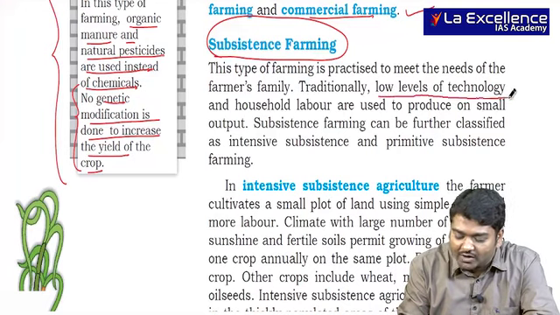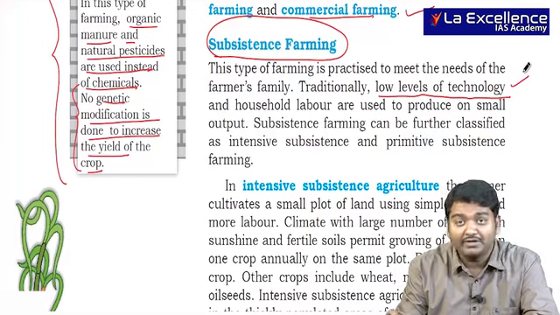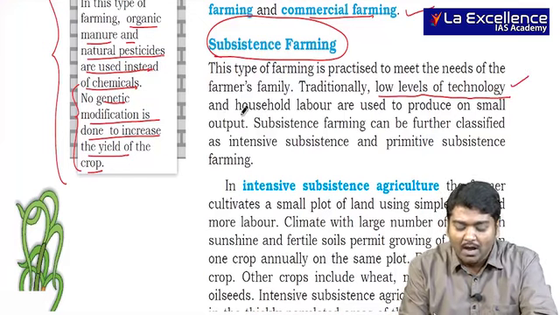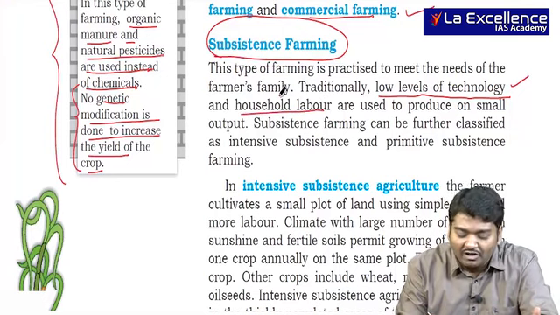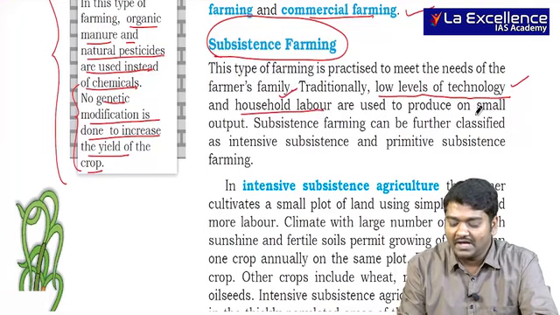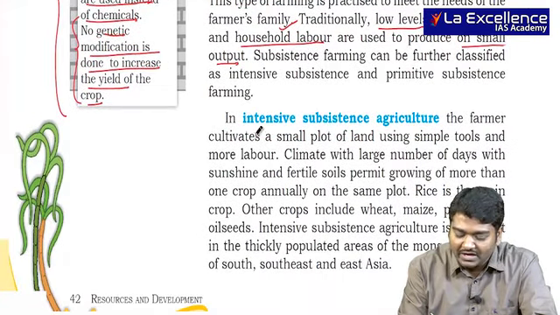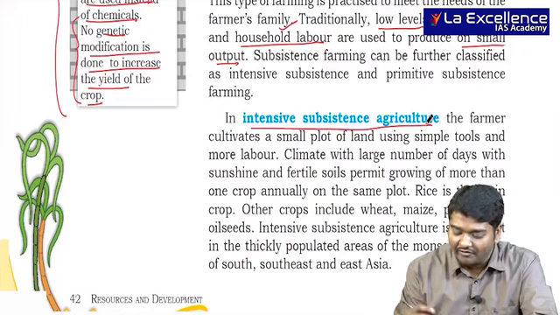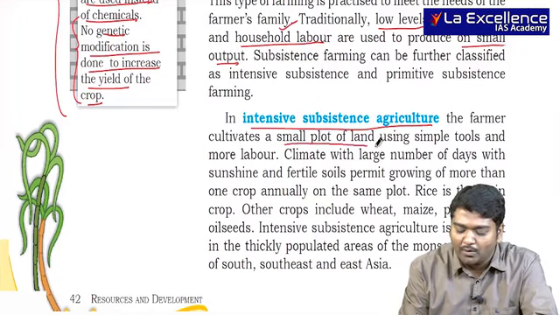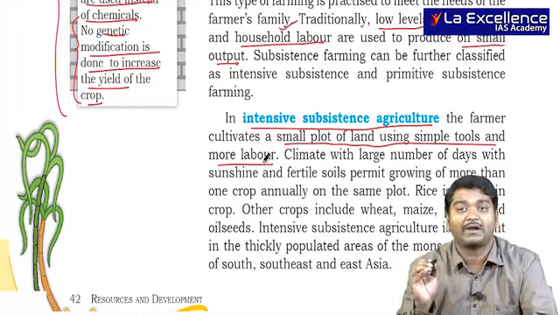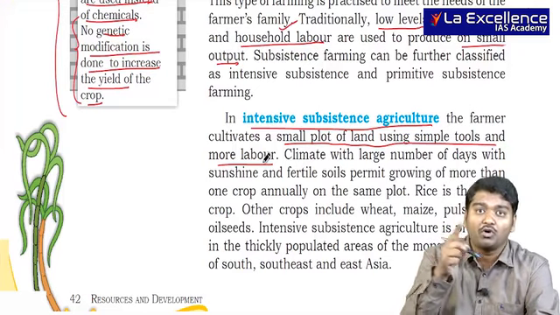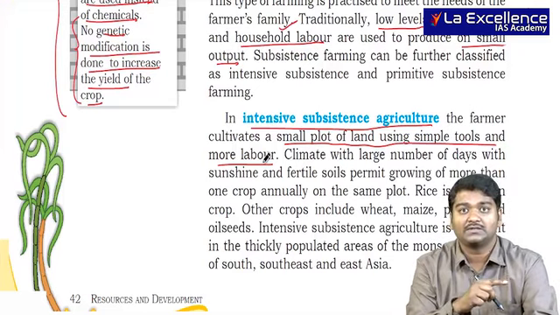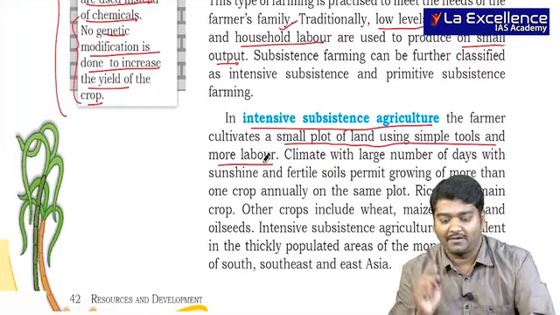Traditionally, low levels of technology, this is very important, not much technology is used. Household labor, usually people belonging to a single family will do the labor, and they have small output. This subsistence can be further divided into intensive subsistence agriculture, where the farmer cultivates a small plot of land using simple tools and more labor. I told you, when you don't use tractors and all, then you have to use more number of people or oxen and more working hours to plow the same land.